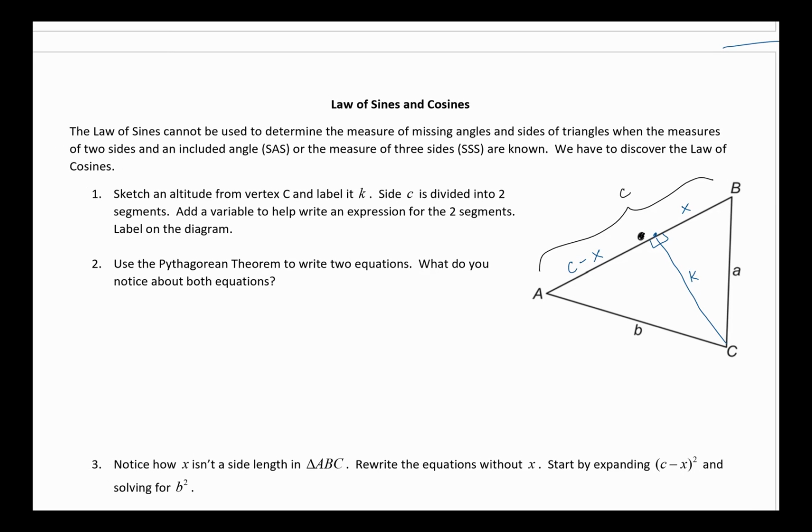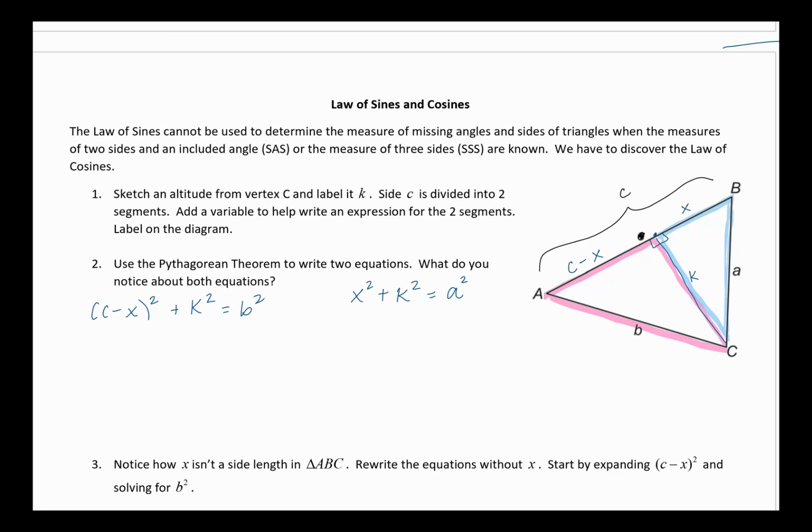So we already sketched the altitude. We've used a variable to help us write an expression for both of these pieces. Now we're going to use the Pythagorean theorem to help us write two equations with these two triangles. So again, I have my pink triangle that we've had before, and then I also have our blue triangle here. So to use Pythagorean theorem for the blue one is quite simple. So we would have x squared plus k squared would equal a squared. And then on the other side over here, we would have (c minus x) quantity squared, because that's a whole side, plus k squared is equal to b squared.